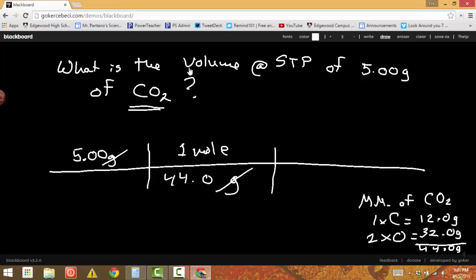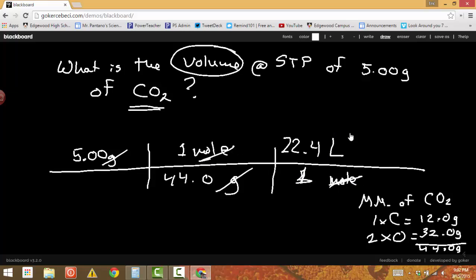Now, I don't want moles. I want volume. What is volume measured in? This is a gas. Volume is measured in liters. So I have to get rid of moles. I'm going to put moles down here. I'm looking for liters. Well, volume in STP is always the same. 22.4 liters is 1 mole. Notice how I put moles on the bottom so that it would cancel out and leave me with liters up here, which is what I want. I want my answer to be in liters.